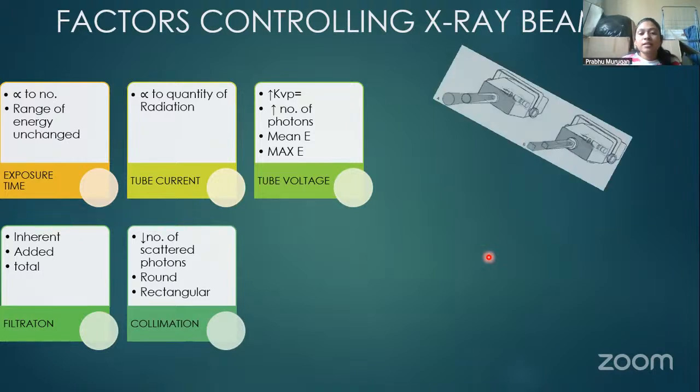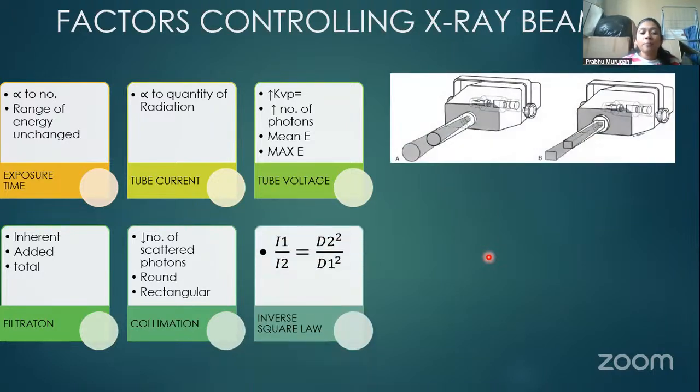The last one is your inverse square law. This denotes only one main thing: your intensity of radiation is inversely proportional to the square of the distance. So I1 by I2 is equal to D2 square by D1 square. Just remember this. This is your inverse square law.